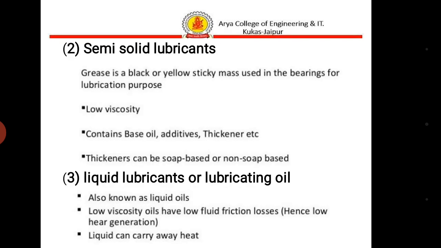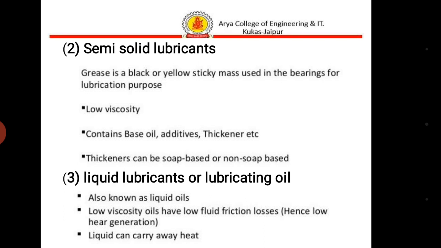Second, semi-solid lubricants. An example of semi-solid lubricants is grease. Grease is a black or yellow sticky mass used as a lubricant. It has low viscosity, contains base oil, additives, thickeners. Thickeners can be soap based or non-soap based.